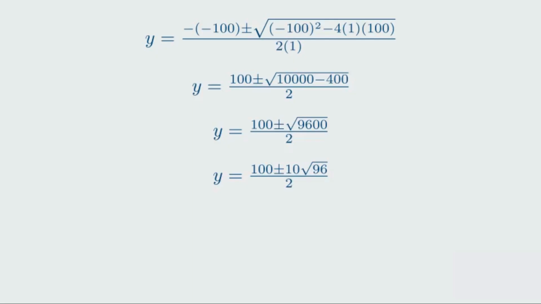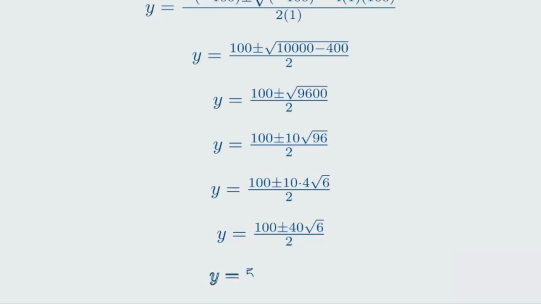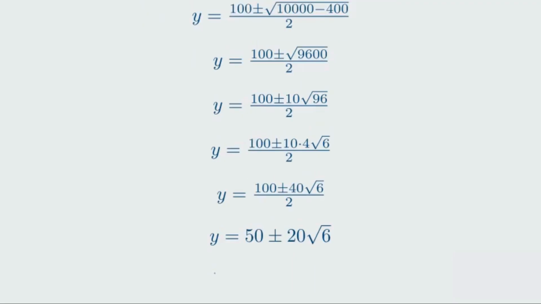This gives us y equals 100 plus or minus 10 times 4 times the square root of 6 all over 2. Simplifying the 10 times 4 gives us 40. Now, notice that all the terms in the numerator are divisible by the denominator, too. So we can divide them out. 100 divided by 2 is 50, and 40 divided by 2 is 20. This leaves us with our two solutions for y. Our two y values are y1 equals 50 plus 20 times the square root of 6, and y2 equals 50 minus 20 times the square root of 6.